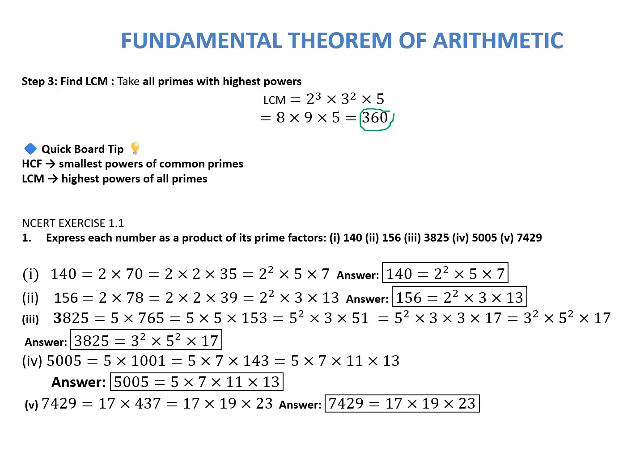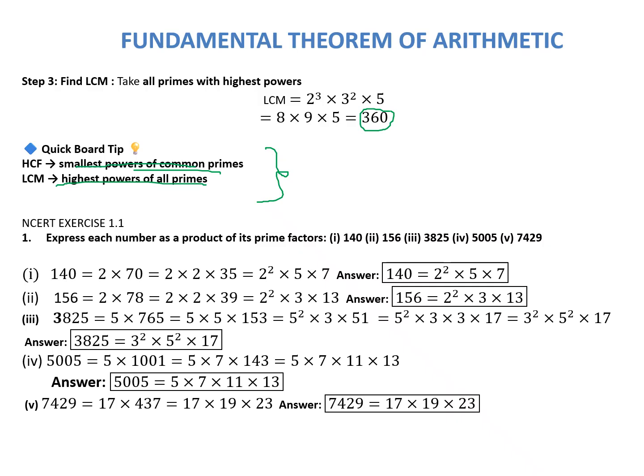Now, an important tip is that the HCF is equal to the smallest power of the common primes, and the LCM is the highest power of all the primes. This is the method that we have to adopt, so we have to remember this very, very clearly. HCF is equal to the smallest power of common primes. LCM is equal to the highest power of all primes.